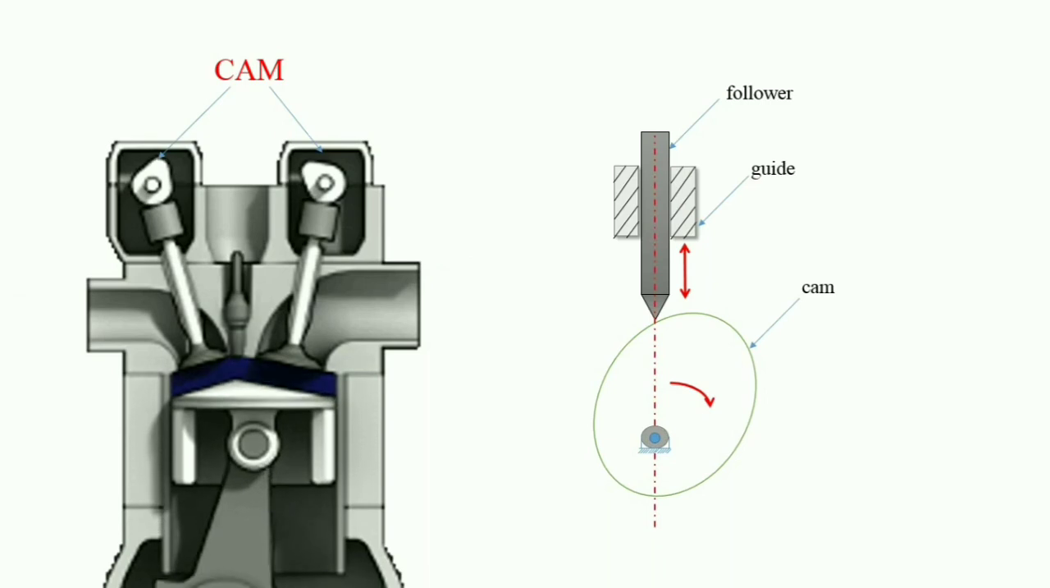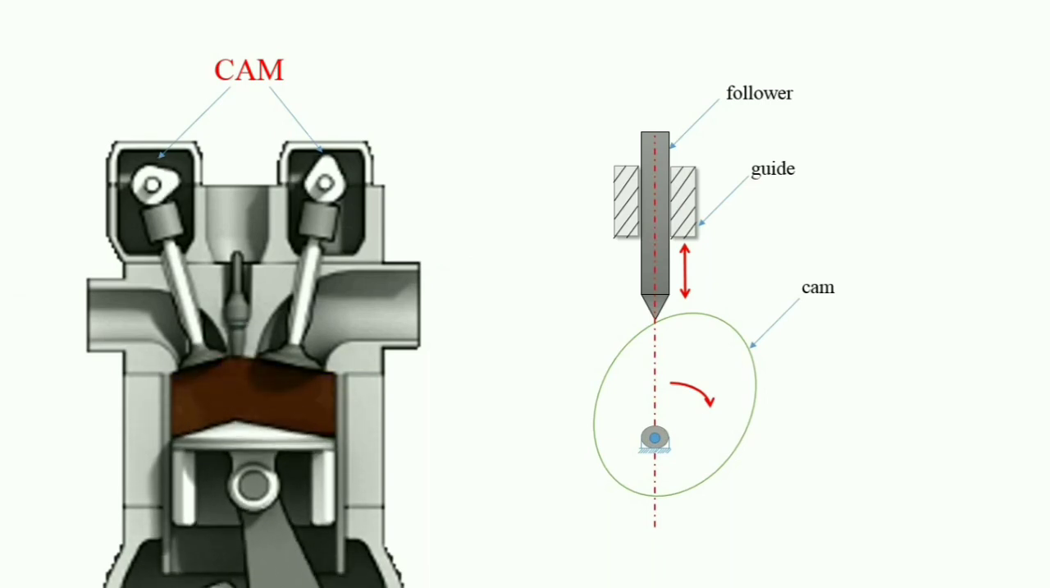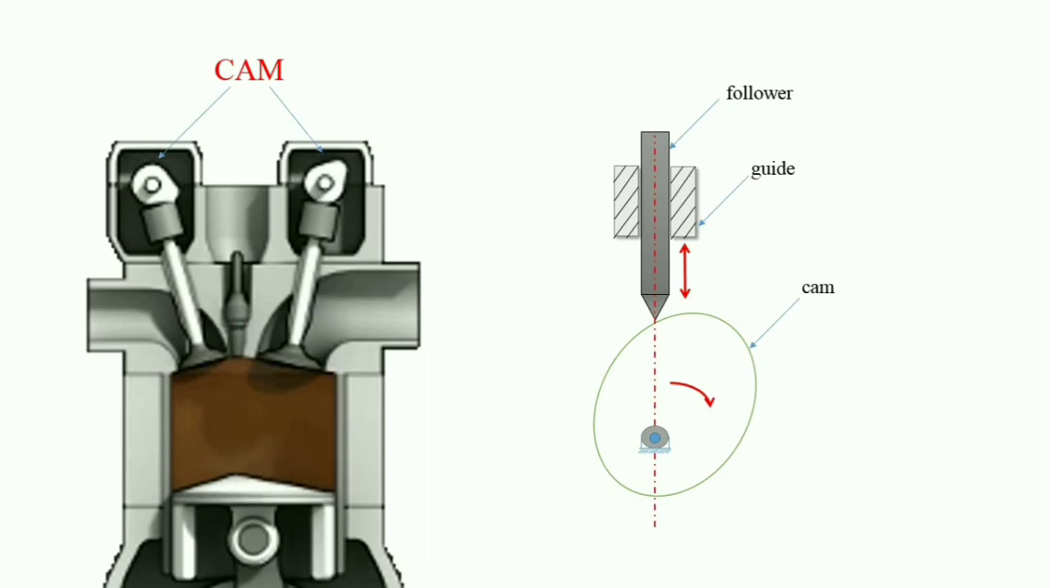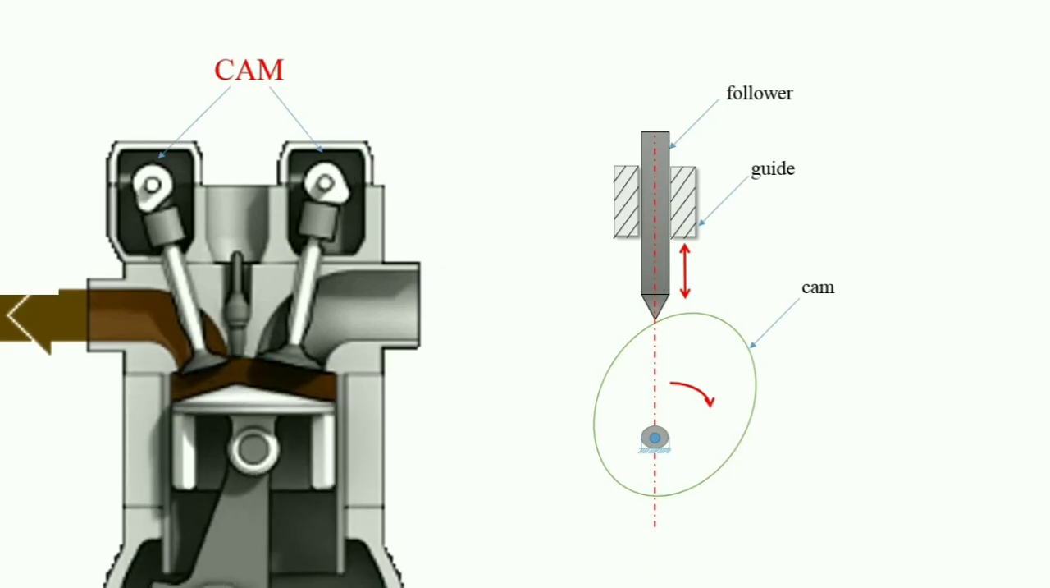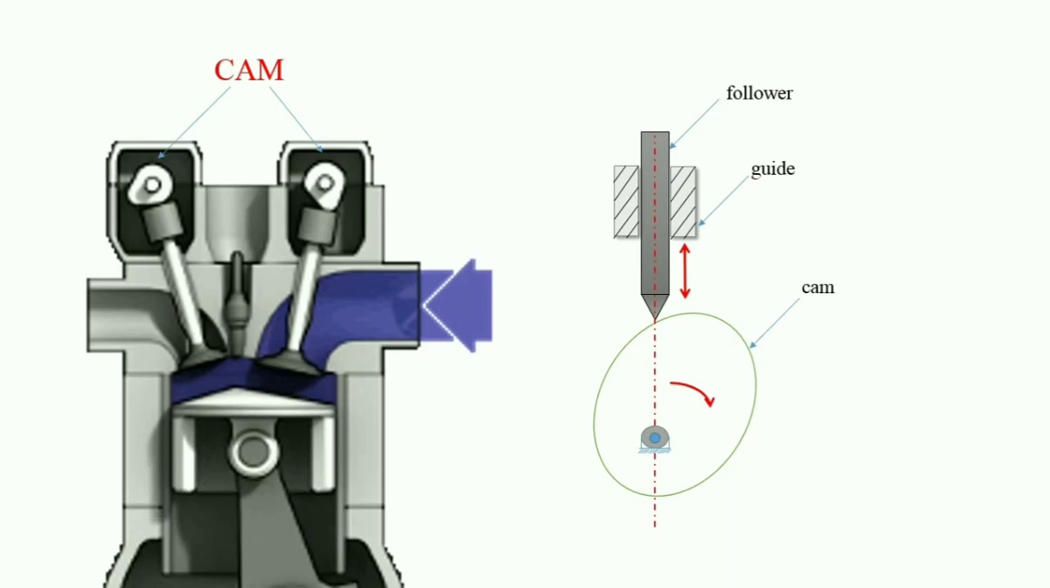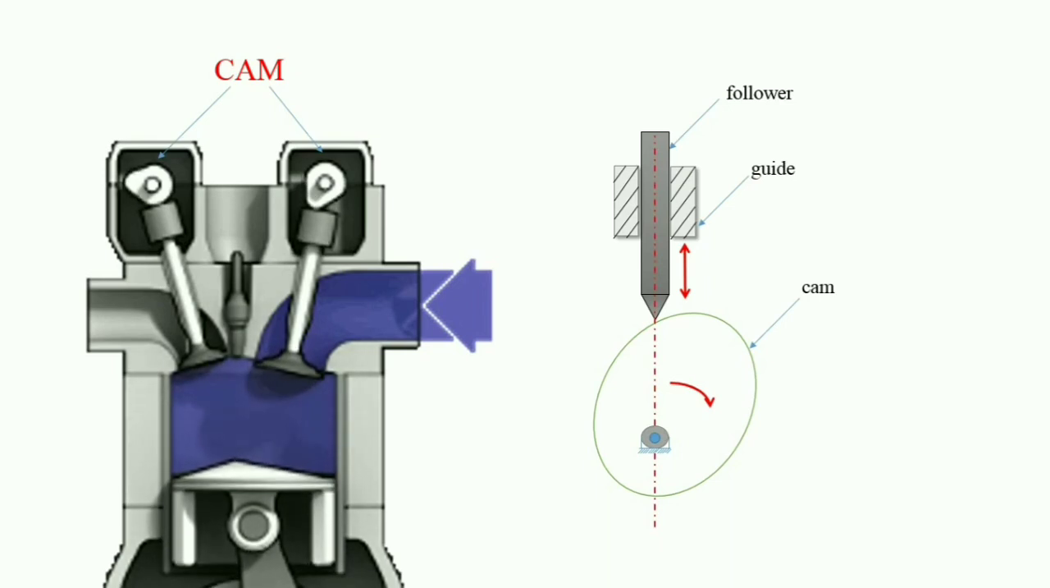As you can see in this picture, the valves are operated by the cam. At the time of suction stroke, only inlet valve will open, and at the time of exhaust stroke, only outlet valve will open, and for remaining strokes, both valves will be closed.